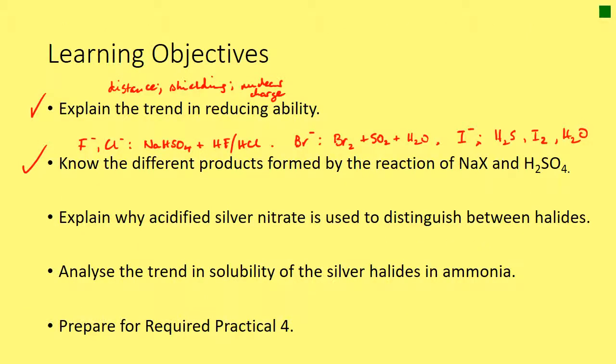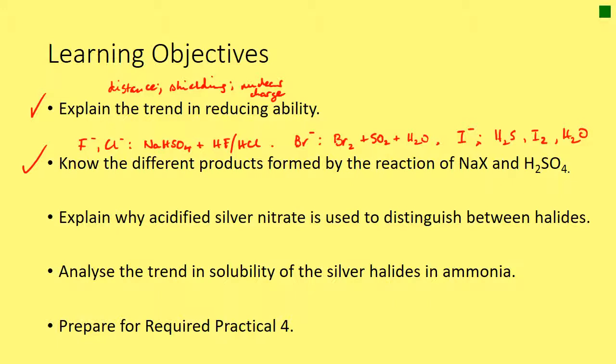So before we go any further, let's see what we've done and what we've still got to do. We've done this explaining the trend in reducing ability. If you remember, we looked at the usual 3 factors: distance from the nucleus, shielding, and nuclear charge. And we used those to explain the trend in reducing ability of the halides. And we've just done the different products formed by the reaction of various halides and sulfuric acid.